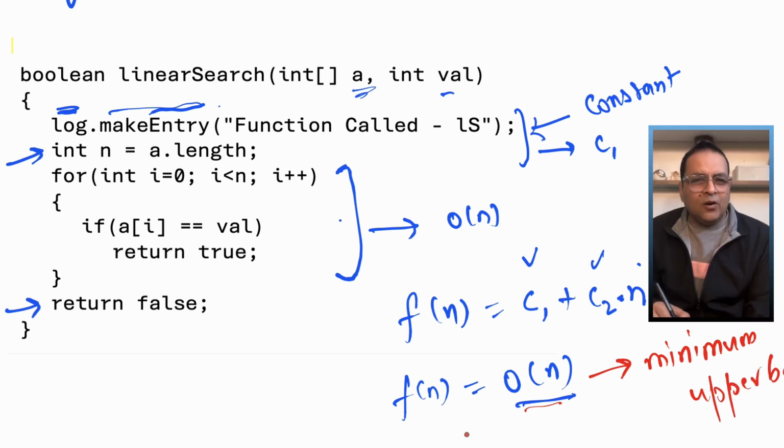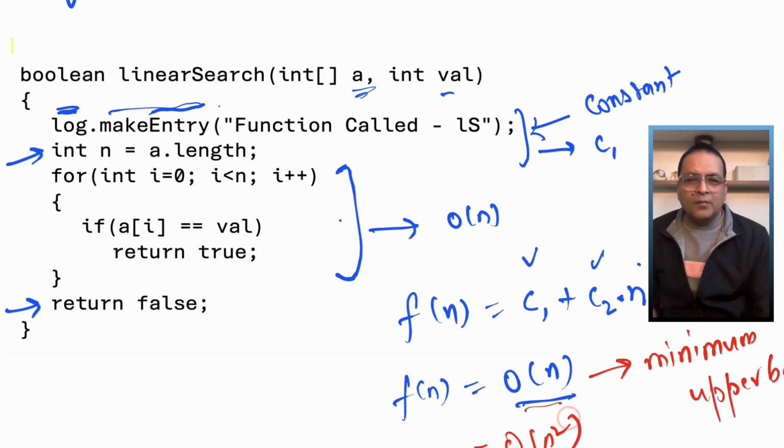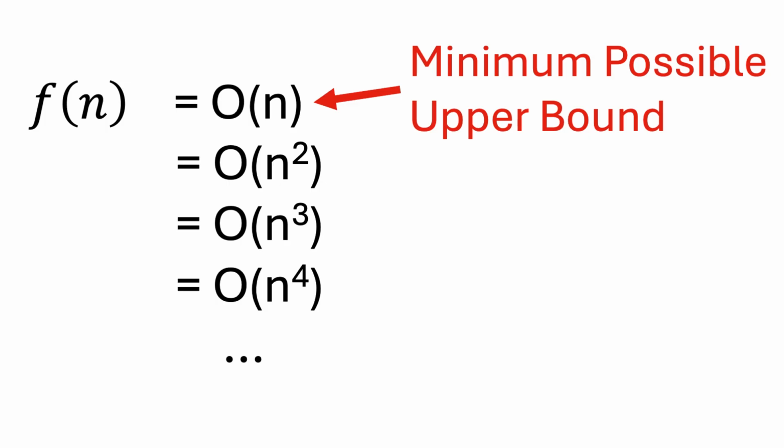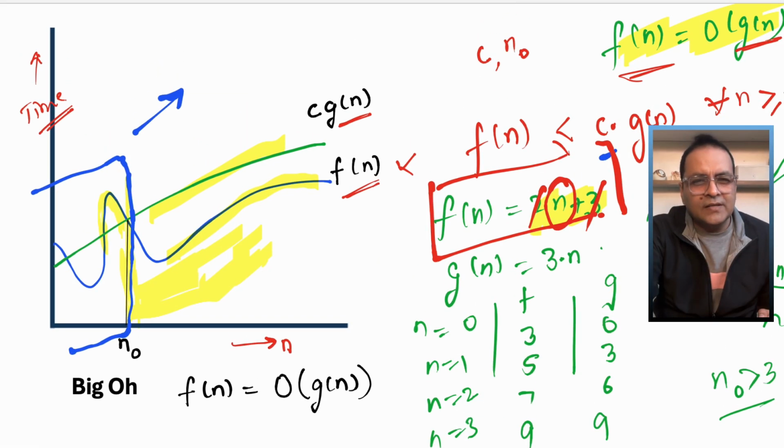upper bound. We can also say that f(n) is big O of n square, because the graph of n square will obviously go above the graph of n only. We can also say that f(n) is big O of n cube. We can also say that f(n) is big O of n log n, and so on and so forth. Let us look at this graph again.